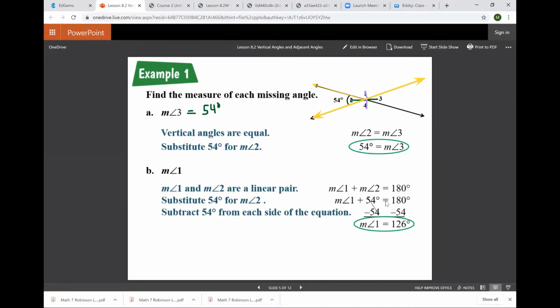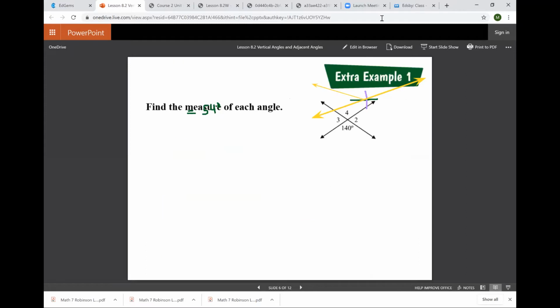Of course, if I know the measure of angle 1, I know the measure of angle 4, because they're vertical angles and they are equal. So the measure of angle 4 is 126. This is all kind of about, can you see? It's concrete, so the lines are there, everything's there. It's just about being able to pick those things out. So that was example 1.